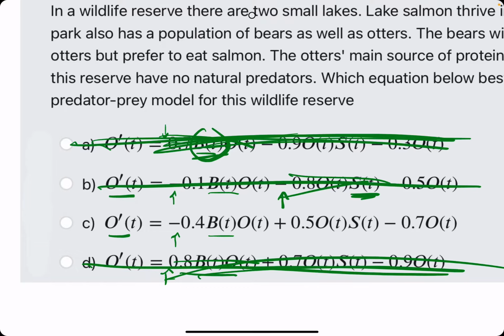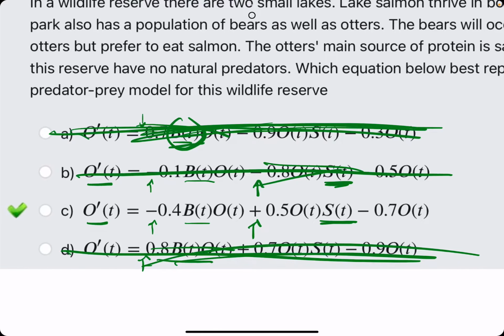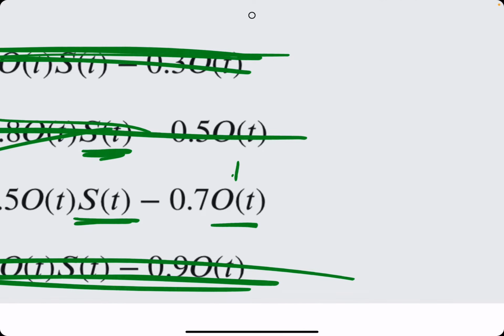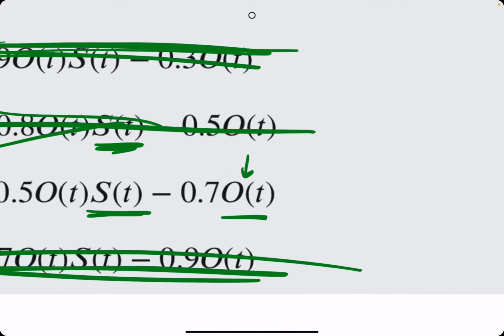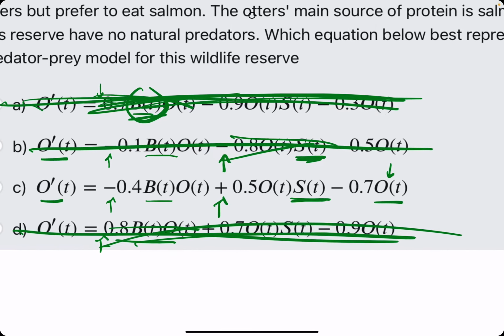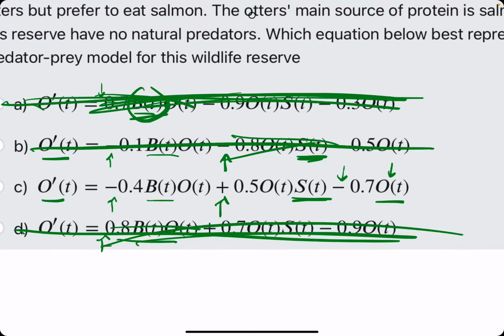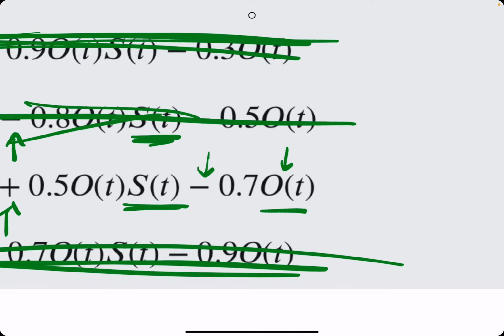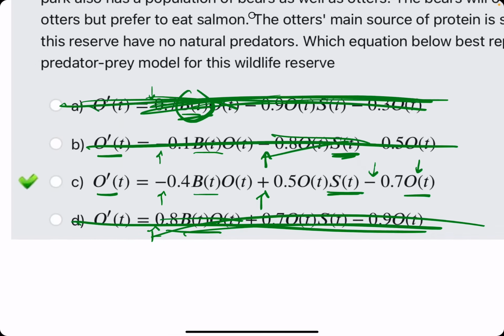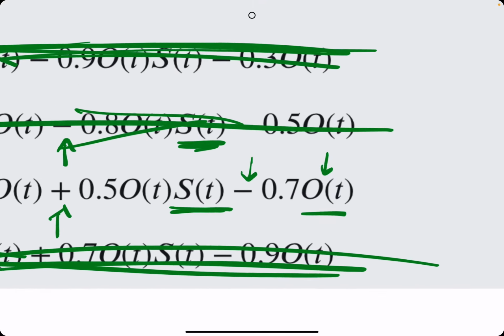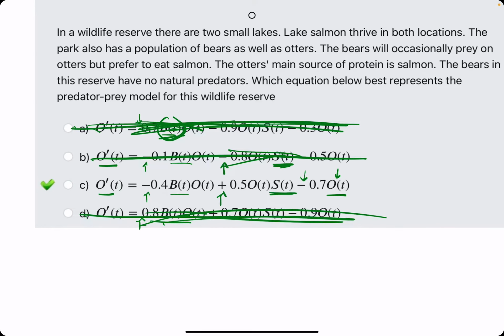And then option C has salmon with a positive amount. So the more salmon there are, the more otters there will be, because they'll have more chance to feed on the salmon. So C is looking like our best answer. And then the issue is whenever you have predators, the more predators you have, in this case the more otters you have, the more competition the otters will have to prey on the salmon. So the more otters there are, in other words, will have a negative effect. Because if you have too many predators fighting over the same salmon population, it's just going to make the otters go down. Not everyone's going to be able to eat.